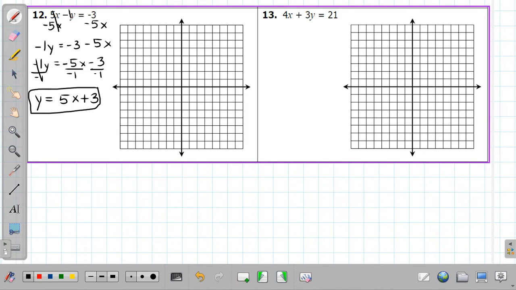So we go up 3. Once again, we can write it out down here. So 5 over 1, b is 3. So that's why we go up 3. Then we have to go up 5 over 1 or down 5 over 1. So up 5, 1, 2, 3, 4, 5 over 1. We need it positive, so there we go. And then down 5, 1, 2, 3, 4, 5, and over 1. And there you have it. So it should look something like this.